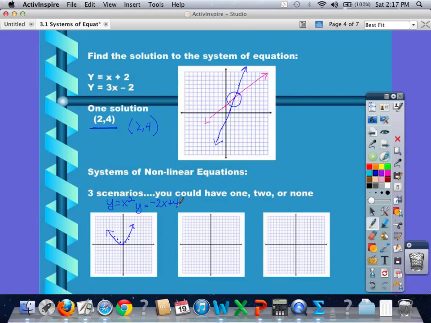Okay, so I'm going to graph that one. That one is a shift up at 4. Well, let's make that a negative 4. Okay, so it's going to go down 2, 3, 4. 1, 2, 3, 4. And backward shift.